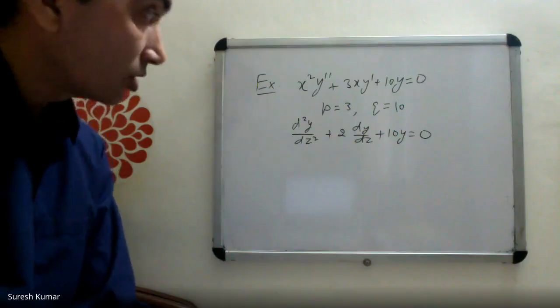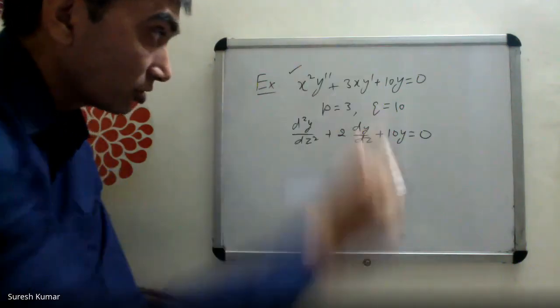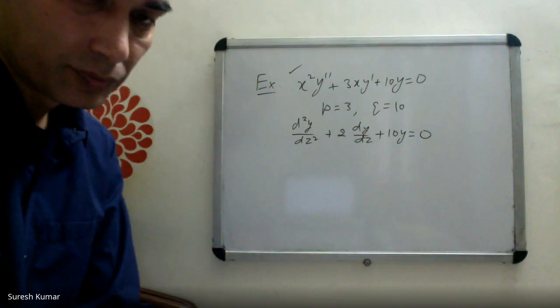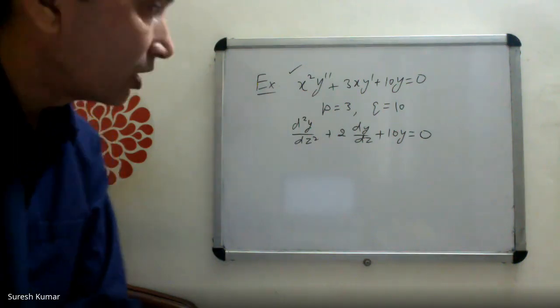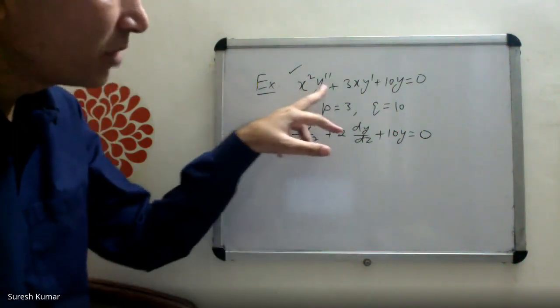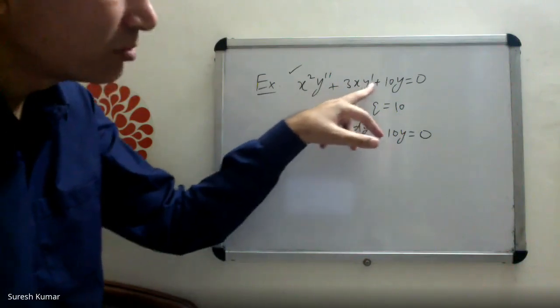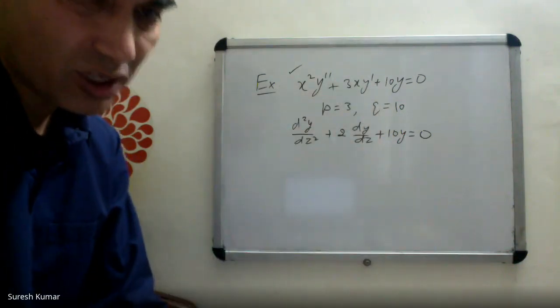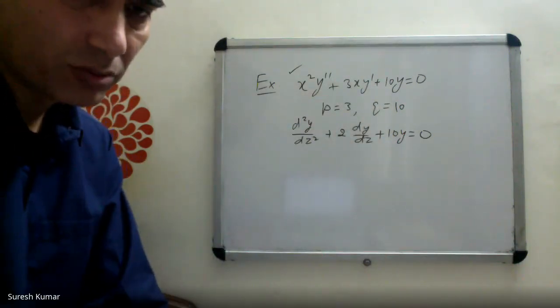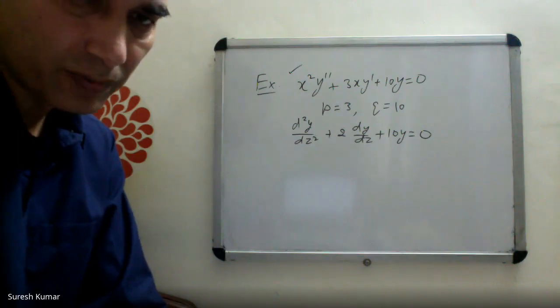Is x equal to e power z a general transformation? It is the general transformation for this kind of equations, where x square is multiplied with the second derivative and x is multiplied with the first derivative. For this kind of equations, x equal to e power z is the general transformation.